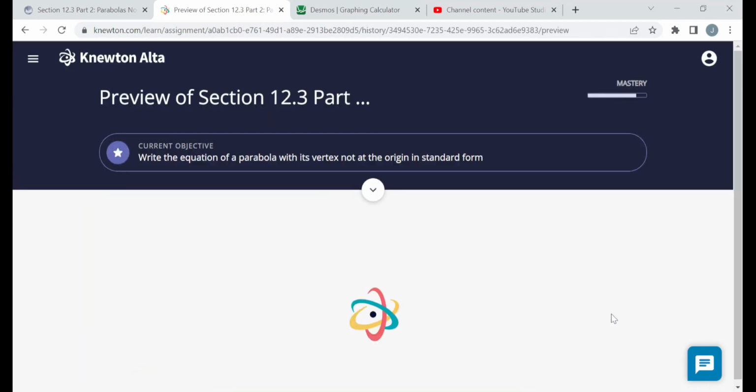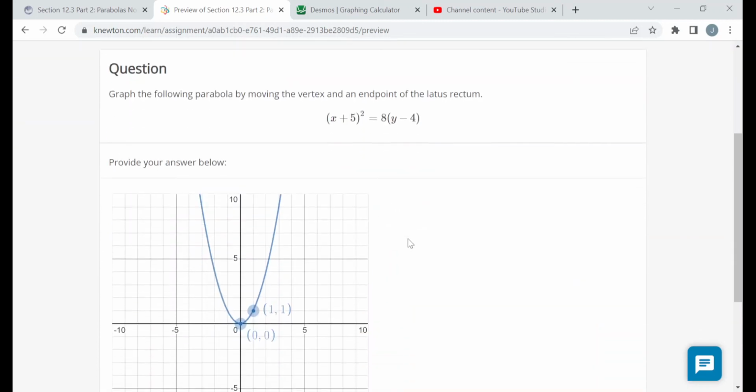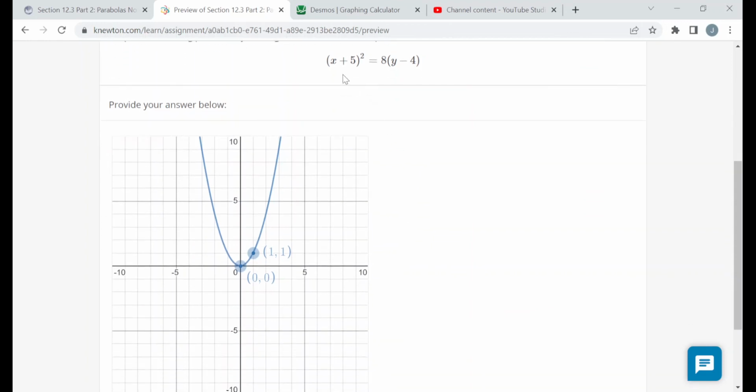Okay, and then finishing up the last objective, just graphing. And this is one where we're moving the vertex and we're moving one of those ends of the latus rectum. Now x plus 5 squared equals 8 times y minus 4. The vertex would be -5 for x, 4 for y. So I'm going to move this to (-5, 4). There's the vertex.